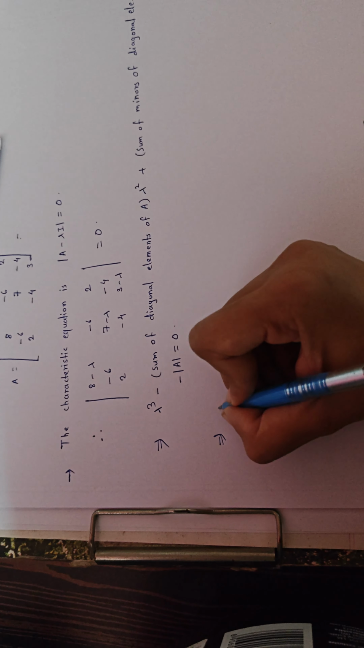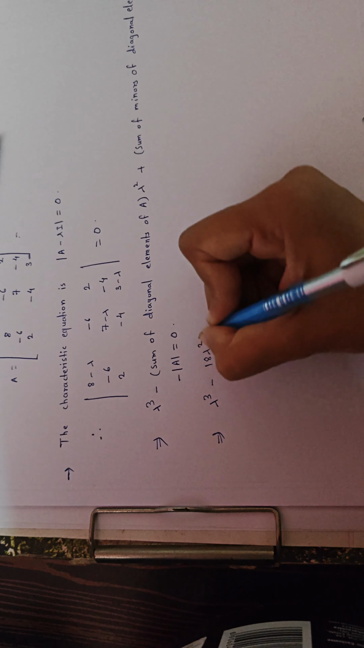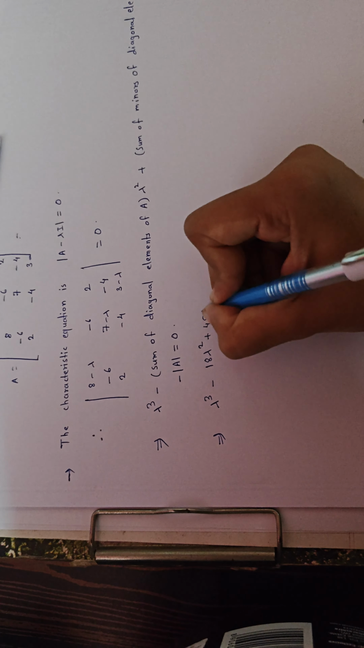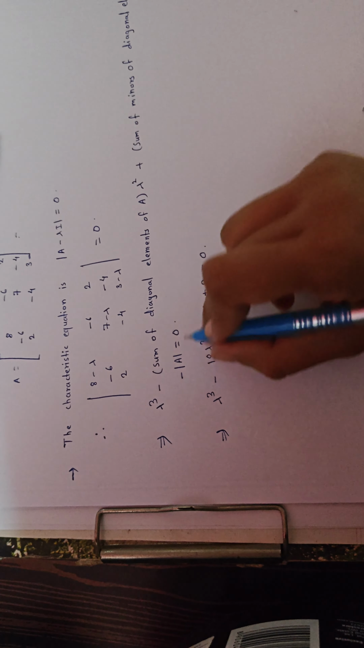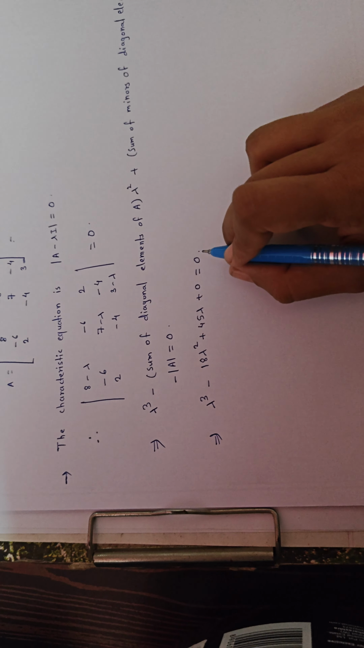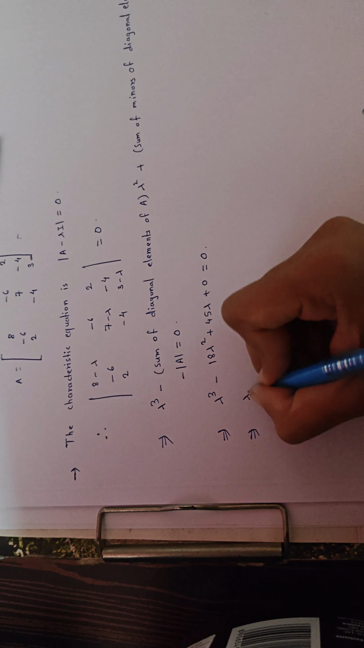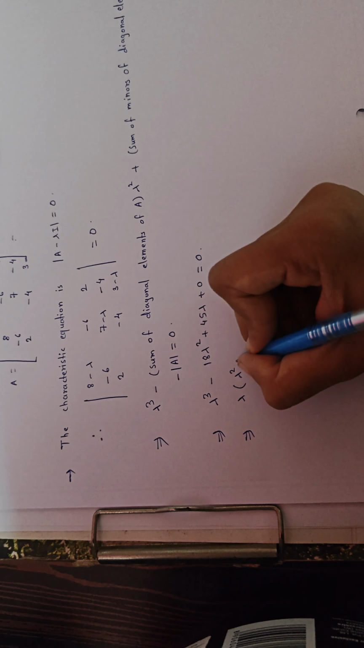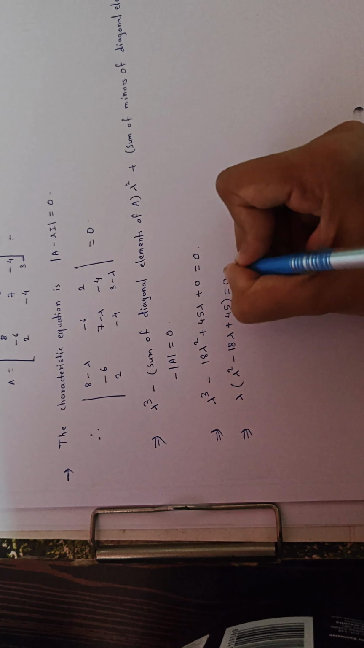So after calculating this, we will get lambda cube minus 18 lambda square plus 45 lambda plus 0 is equal to 0. Here determinant of A is 0. You can calculate. So we have to solve this equation. Taking lambda outside, we get lambda square minus 18 lambda plus 45 is equal to 0.